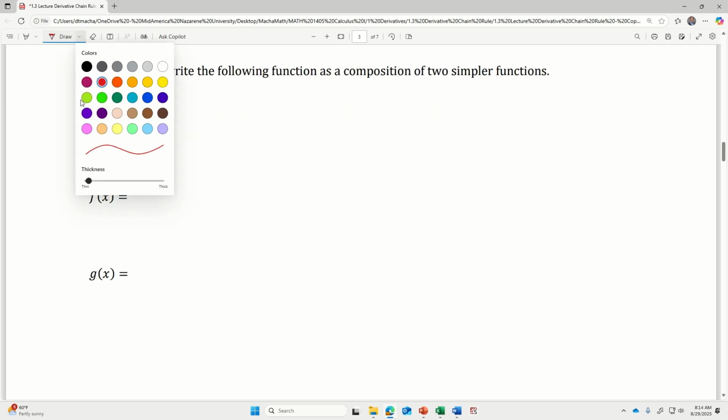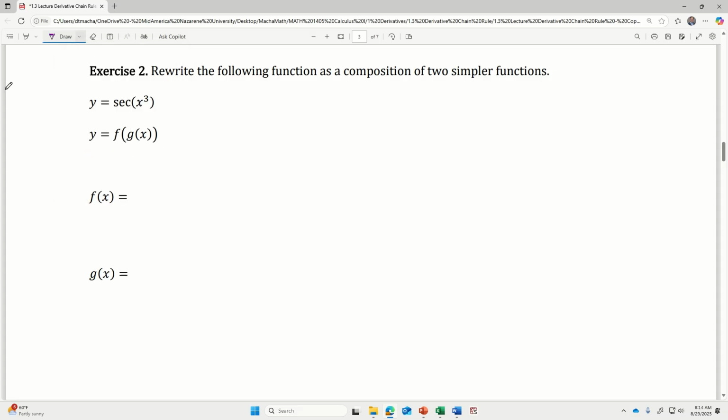So here's a different kind of question. This is now exercise 2 on your homework. And it's phrased a little bit differently. It says, rewrite the following function as a composition of two simpler functions. And what I mean is I'm showing you y equals a composite function. There's an outside function and an inside function. And I just want you to identify what is going to be the outside function that we'll call f, and what's going to be the inside function that we're going to call g.